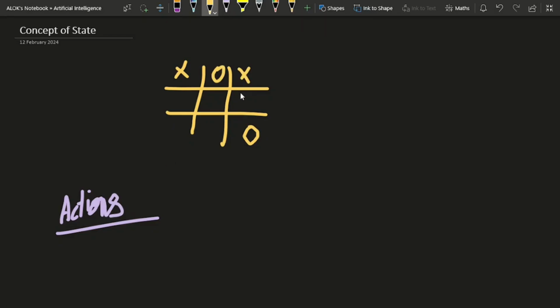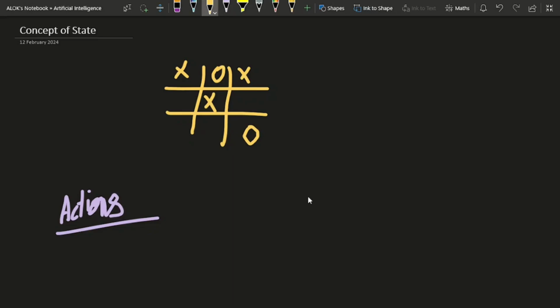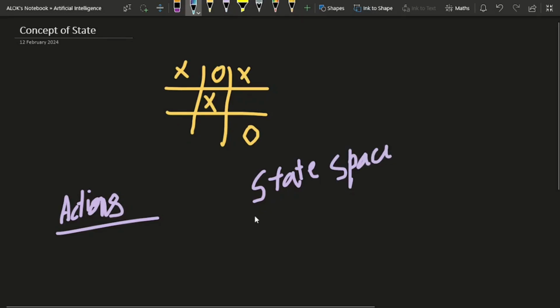And if we keep on moving along the flow of this, we can come across many states. This can be a possible state, or this can also be a possible state. And the initial states that we saw can also be possible states. So the set of all possible states from the initial state to the goal state that are reachable by any sequence of actions is known as the state space.